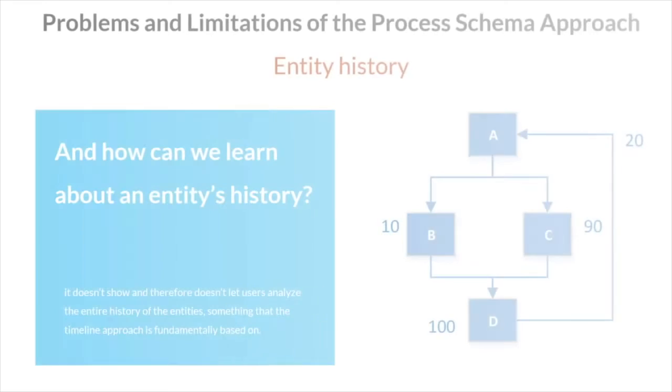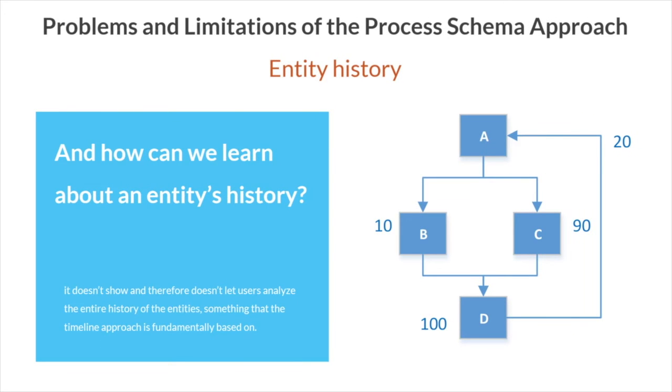So, looking at entity history, how can we learn about an entity's history with the schema approach? Simply, a huge drawback of the schema approach is that it doesn't show, and therefore doesn't allow users to analyze, the entire history of entities. It's something that the timeline approach is fundamentally based on. So look at the schema here to the right. The diagram shows that there were 20 transitions from D back to A.